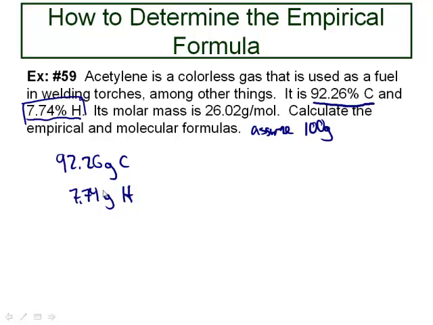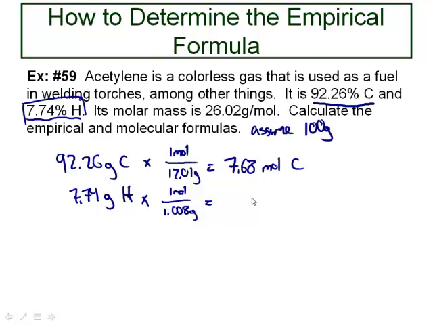I'm going to now convert these masses into moles. We're going to use our molar mass of carbon: 1 mole of carbon has a mass of 12.01 grams. If I do the conversion, we get 7.68 moles of carbon. In a similar fashion, I'll do the same thing for the hydrogen. 1 mole of hydrogen has a mass of 1.008 grams or so. If I do the math here, I get 7.68 moles of hydrogen are also present in this sample that we assumed we have.